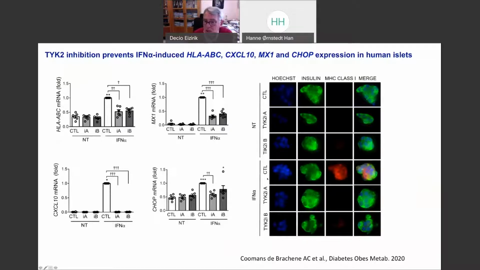So you see that when you expose human islets of Langerhans to interferon alpha, you have a major increase in MHC class 1. It's mostly at the beta cell level. And this is prevented by TYK2 inhibitors. These TYK2 inhibitors also prevent expression of a chemokine, CXCL10, and prevented endoplasmic reticulum stress.